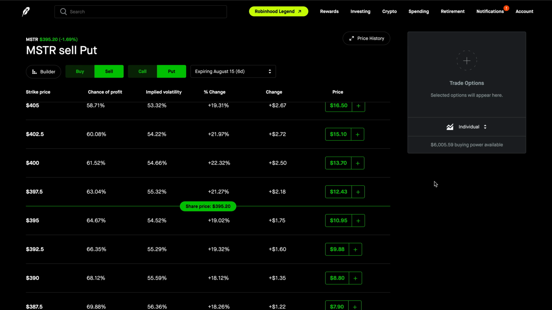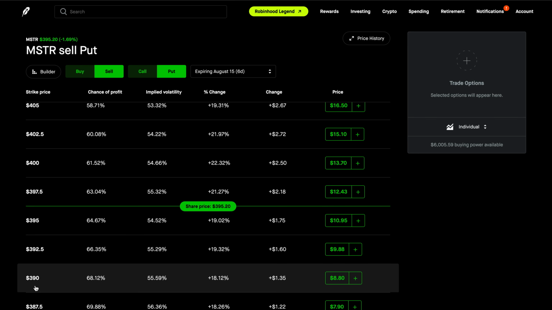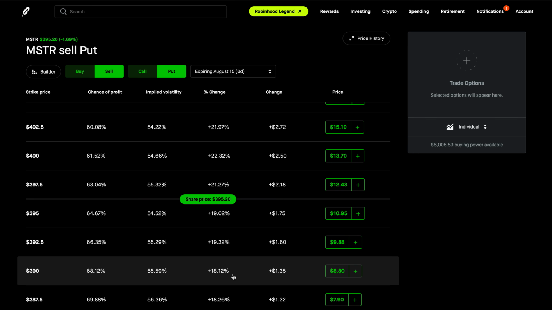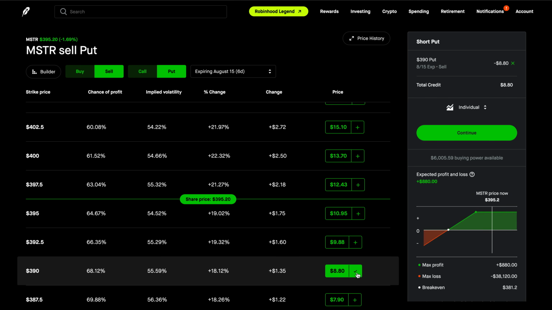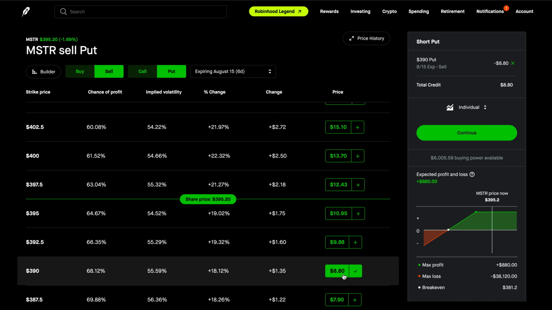So before selling my put at that price, I also need to make sure that I would be okay potentially owning 100 shares of MicroStrategy at that price. So let's say I'm also okay with potentially buying 100 shares of MicroStrategy at $390. Then what I would do here is I would sell a put with that strike price. So where's the $390 strike price? Right here. So this would be the put that I would want to sell then. And so if I select this for selling this put, I'm going to get paid a credit or a premium. How much? You can see that under the price column. So $8.80, and that's per share.